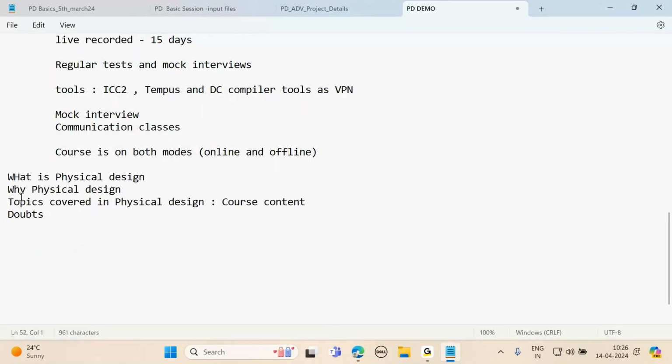I have also answered about the placements, right? Currently the trend for placement is good for physical design. Currently it is good. The placement is good. See how the placement happens. I have seen the students, right?